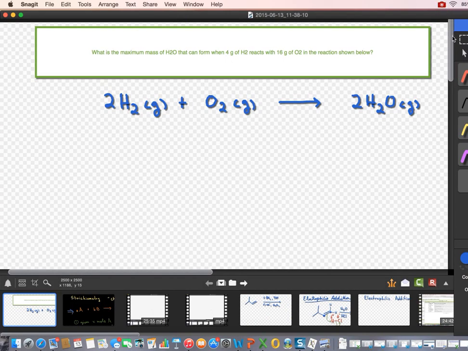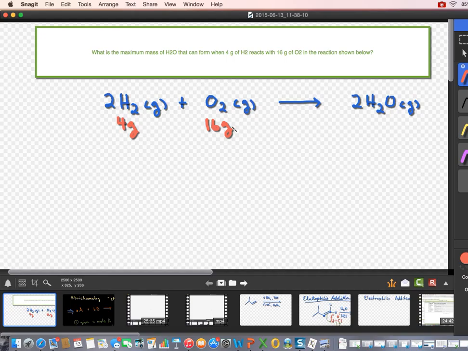So let's take a look at an example PCAT question in which we do the first type of stoichiometry problem. We are tasked with finding the maximum mass of H2O that can form when we have 4 grams of diatomic hydrogen react with 16 grams of diatomic oxygen.